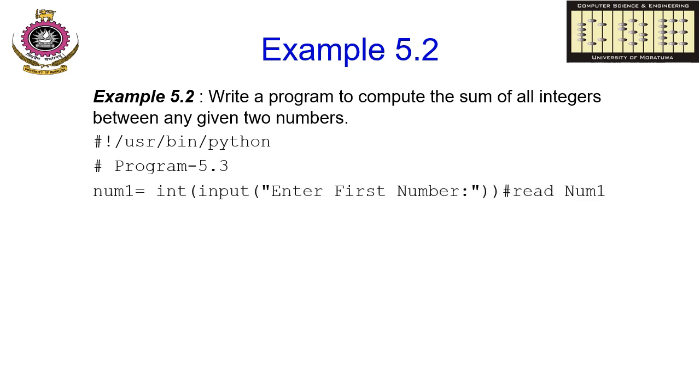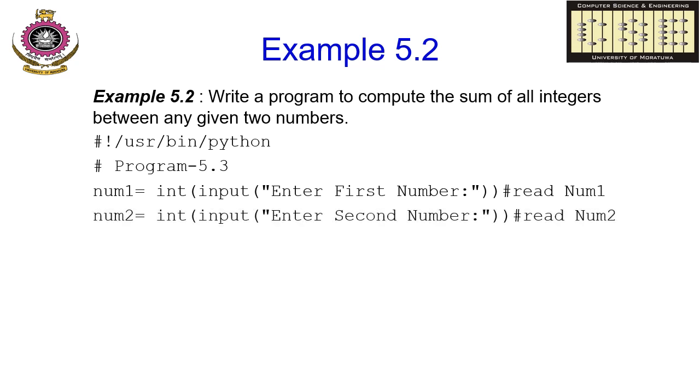So look at this example now. In the first line, we are getting input from the user, enter the first number, so that is the first number in the range, and then the second number in the range.